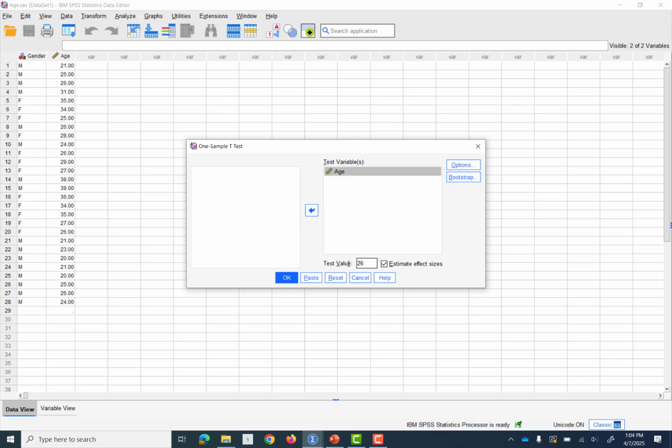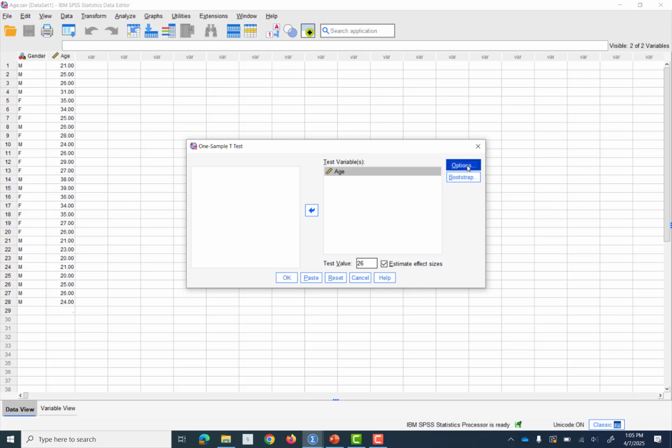And here we need to enter the test value. What's your claim? The age is at least, at most, equal, not equal, 26, 27. So whatever you have in the claim, that's your test value. Let's assume I'm testing that the age is at least 26 or at most 26 or equal 26. So we're going to enter the test value here, the one in your claim.